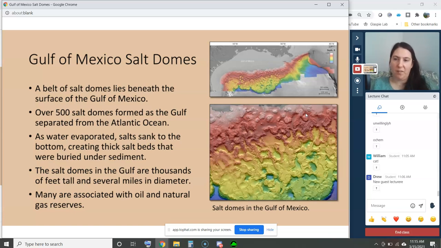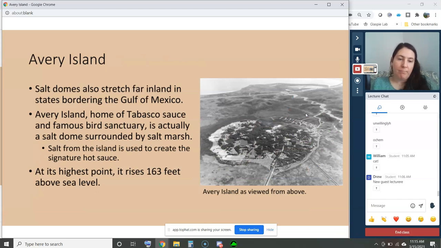So this is a pretty special feature of our coastline, our offshore area. In your readings, you read a lot about Avery Island when you were reading about birds being hunted for feathers, and then eventually these bird sanctuaries forming, and one of which was Avery Island. And Avery Island is also interesting because it is a salt dome.